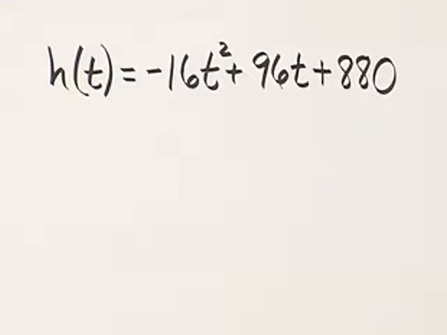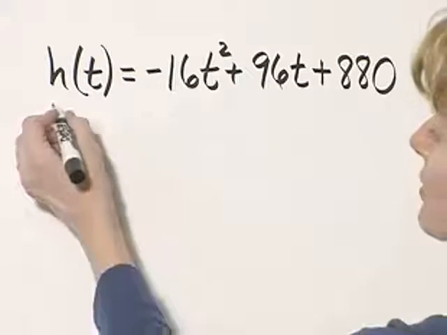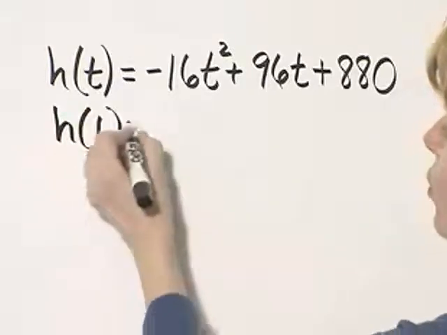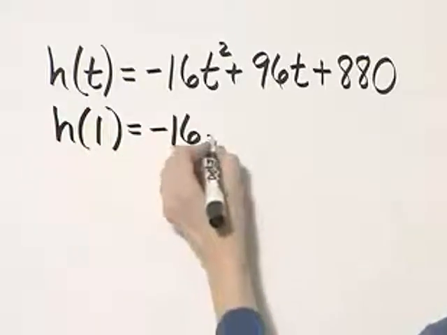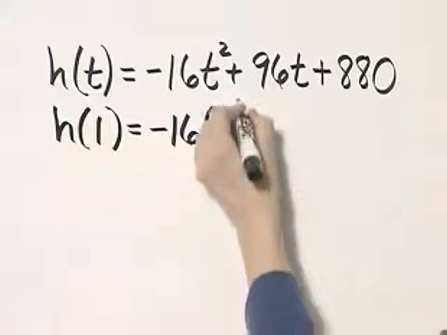Make sure you understand the meaning of this given function. Neglecting error resistance, h of t is the height of the pebble after t seconds. So if we want to find the height of the pebble when t is 1, we basically want to find h of 1. And everywhere there's t, we put 1.